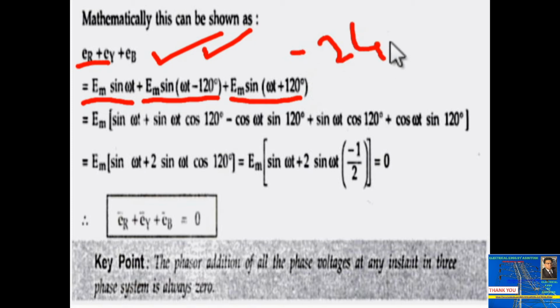This is also minus 240 degrees, and when we do the summation of all the voltages, the summation will always be equal to 0. So the phasor addition of all the phase voltages at any instant in a three-phase system is always 0. So guys, this is a very important point.